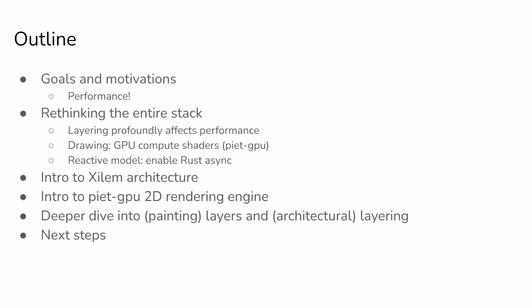I'm going to go into a fair amount of detail on the drawing layer, which is piet-gpu, a 2D rendering engine that really leverages GPU compute shaders. I'm also going to talk about the reactive model and the goals of enabling Rust async in that. So that's going to get us into the Xilem architecture, which is a new architectural direction that I'm very excited about. Talk a little bit more about that 2D rendering engine.